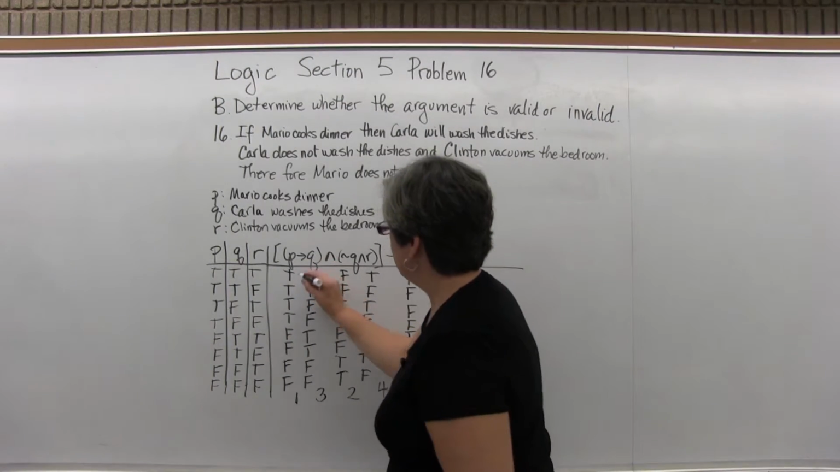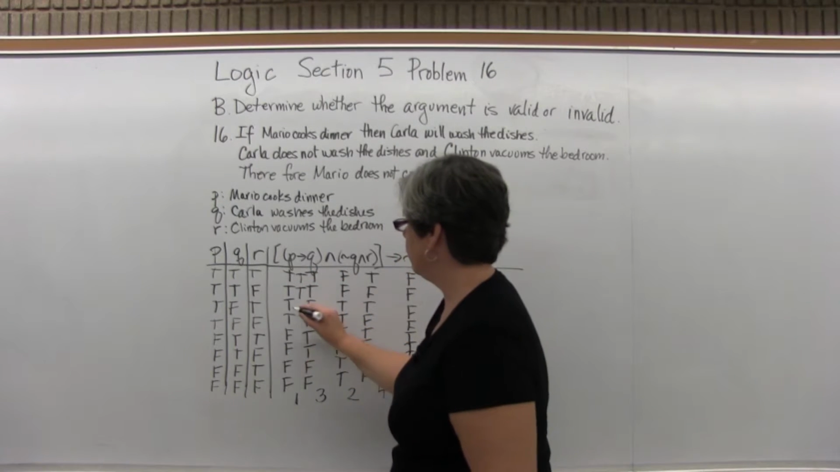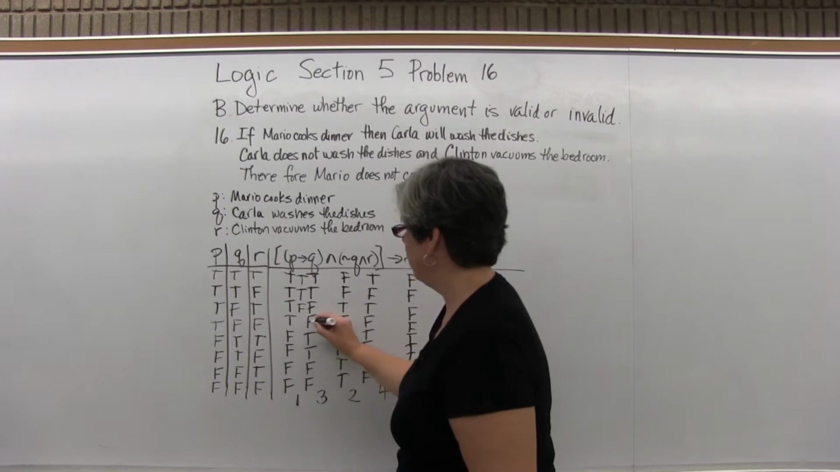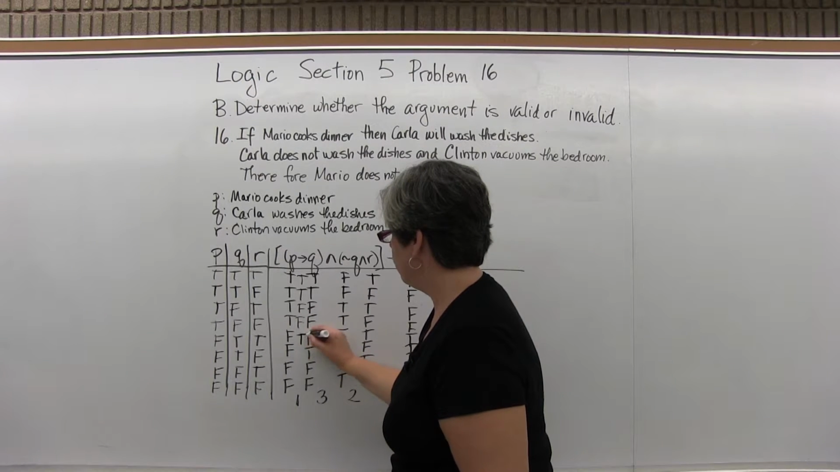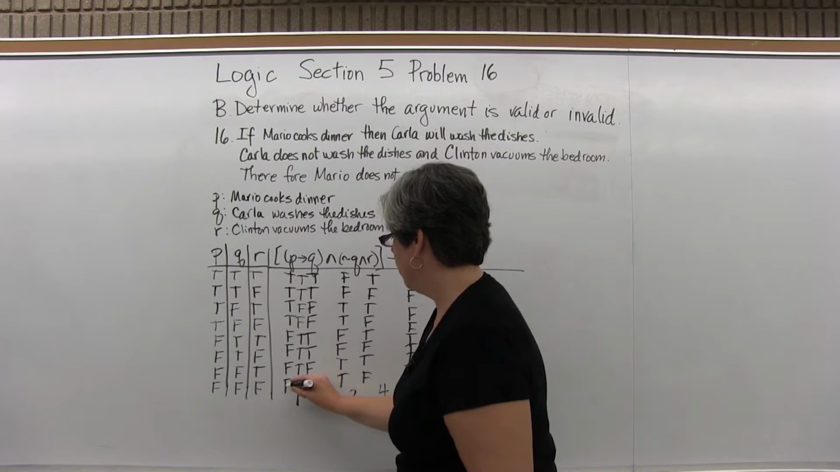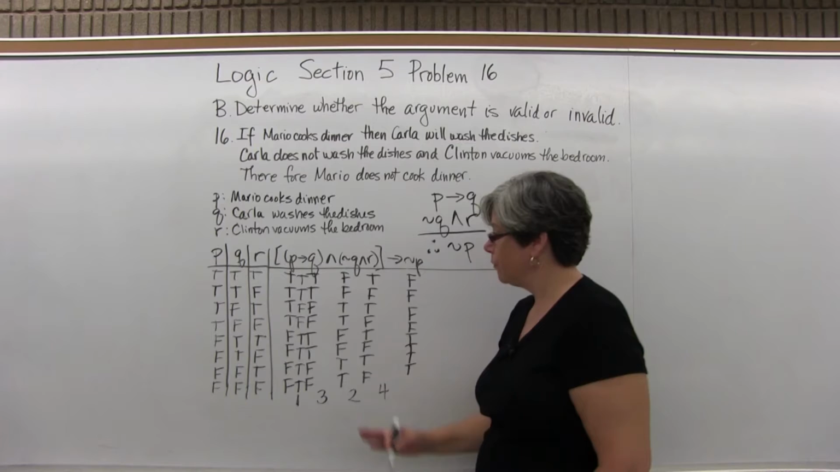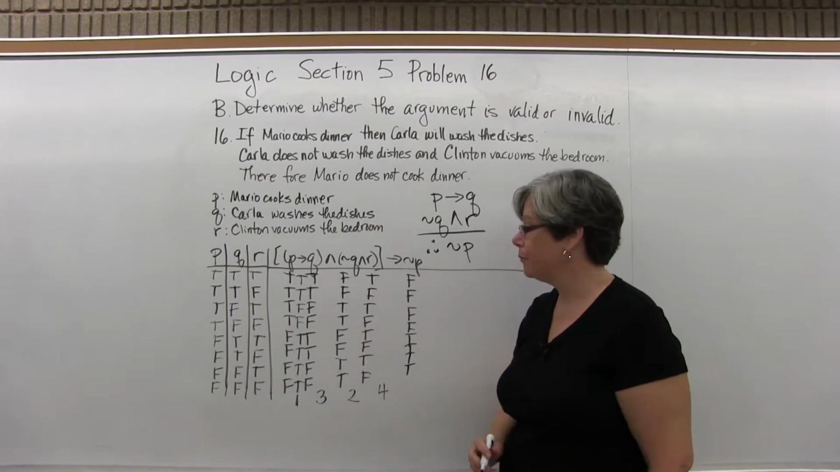If P then Q, we have true implies true, true, true implies true, true, true implies false, false, true implies false, false. False implies true, true, false implies true, true, false implies false, true, and false implies false, true. So true, true, false, false, then 4 trues.